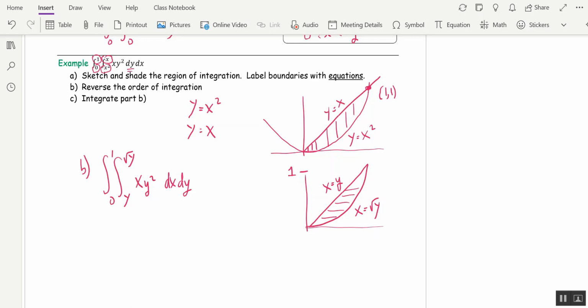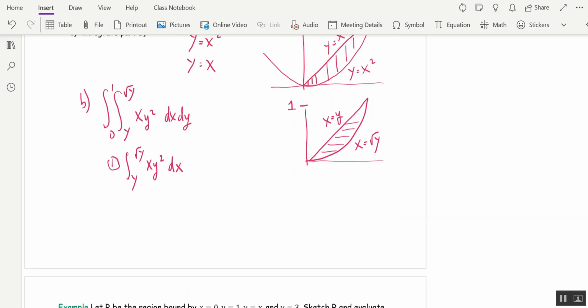Okay, so let's evaluate. So again, we pull out the inside integral and label it. So integral 1 is the integral from y to root y of x y squared dx. Okay, that's 1/2 x squared y squared. y squared is a constant. You're integrating with respect to x between y and root y. Now you're going to plug those limits into x. So I'm going to leave the 1/2 out. When I plug root y in for x, I get root y squared, which is just y, times y squared. So I get y cubed. And when I plug y in for x, I get y squared, which is y to the 4th.